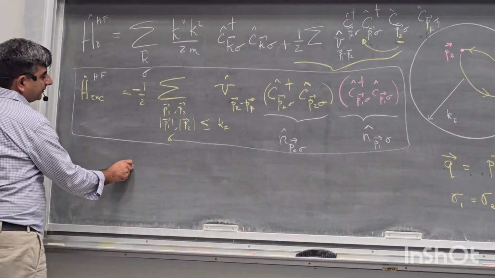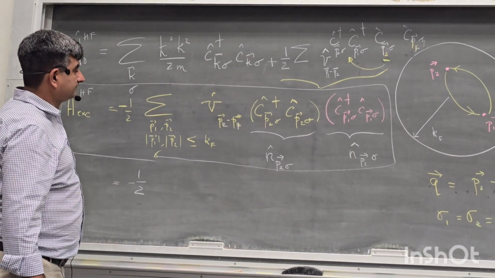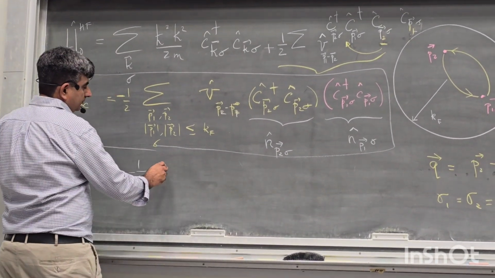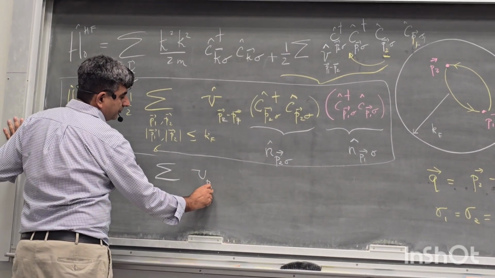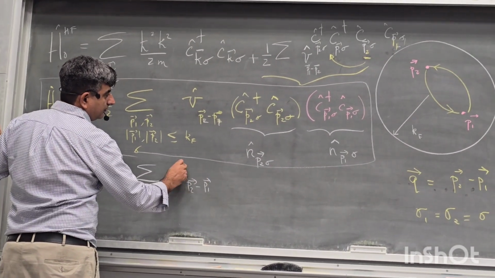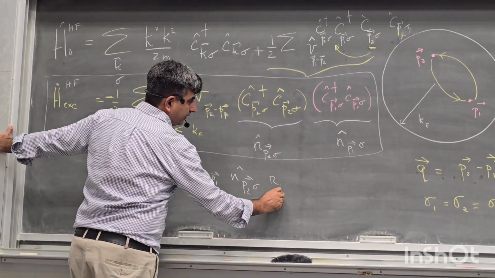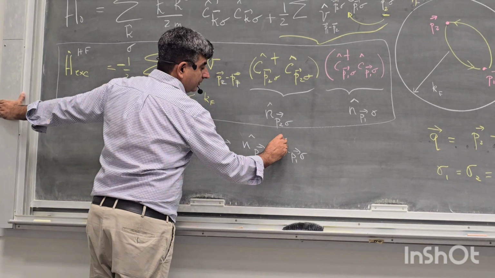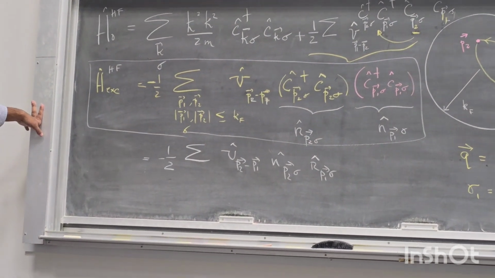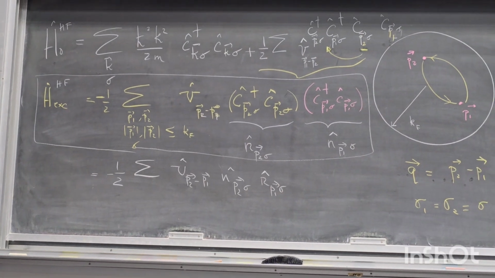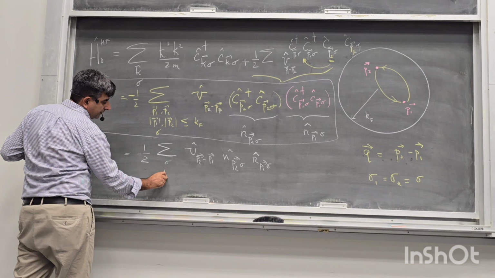Alright, so I can write this as minus 1/2, V P2 minus P1, and P2 sigma and P1 sigma, over sigma P1.